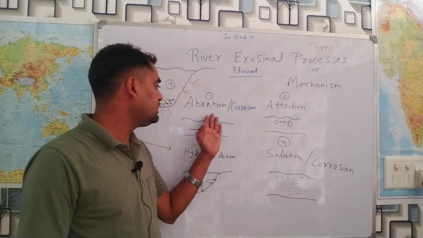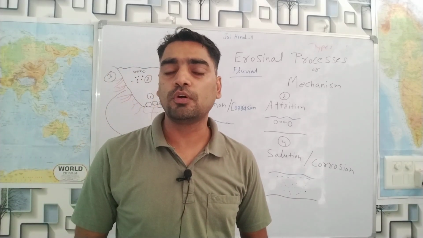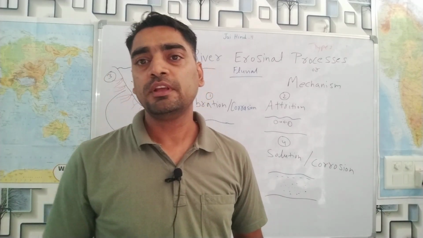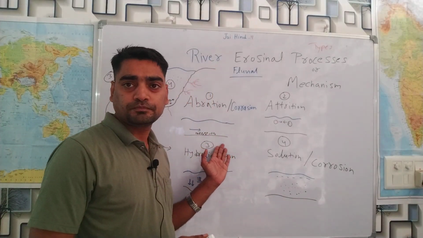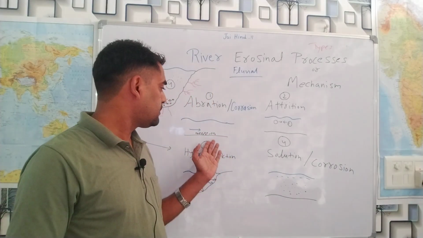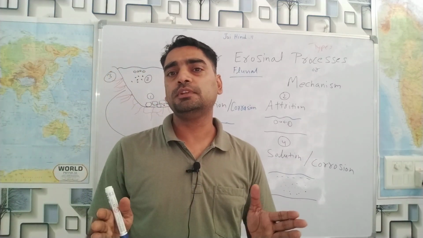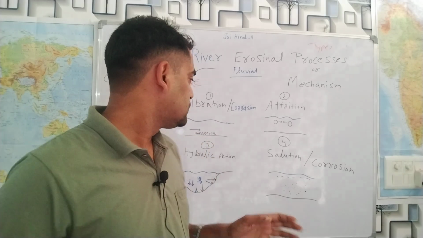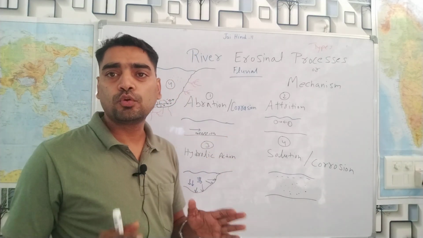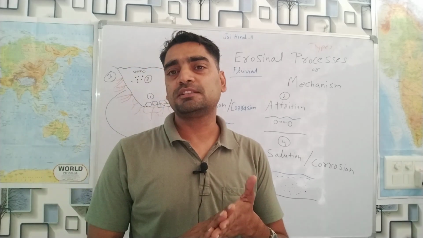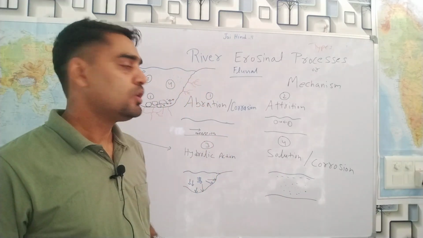Abrasion is simply when the river load in the flow of water, the sediments or the suspended load, abrades the river banks and even the river floor. This is the process by which the deepening and the widening of the river take place. So this is the process of abrasion, when the river load or the sediments abrade the river banks or the river floor. So this is abrasion or corrasion.